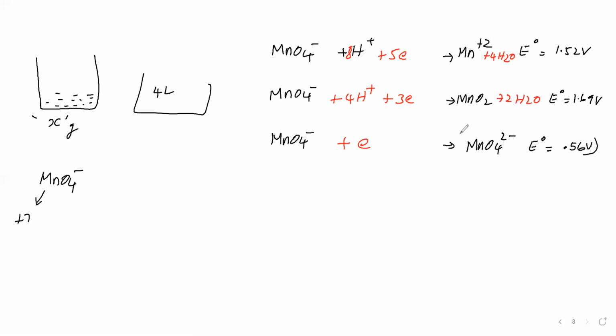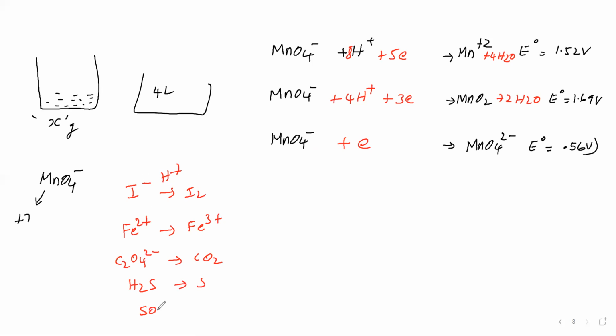Then we'll see the oxidizing reactions, the oxidizing nature of permanganate. In acidic medium, permanganate will convert into Mn+2. This permanganate oxidizes I minus into I2 in acidic medium. It converts ferrous into ferric, oxalate into carbon dioxide, hydrogen sulfide into sulfur, and sulfite into sulfate, all in acidic medium.